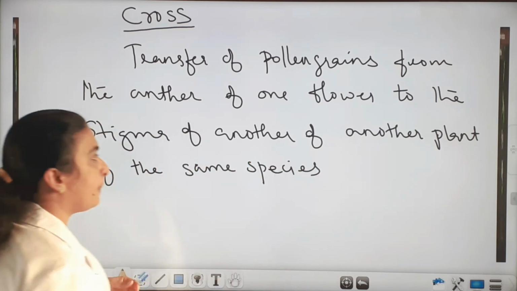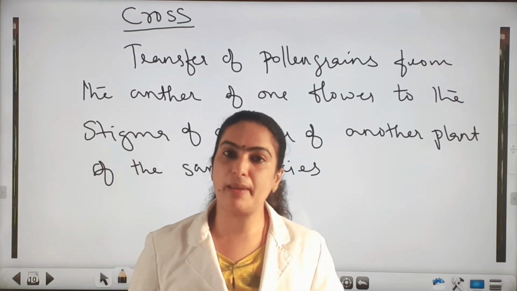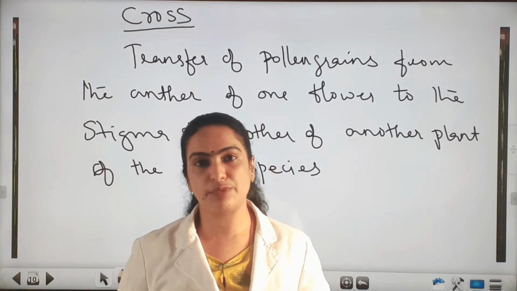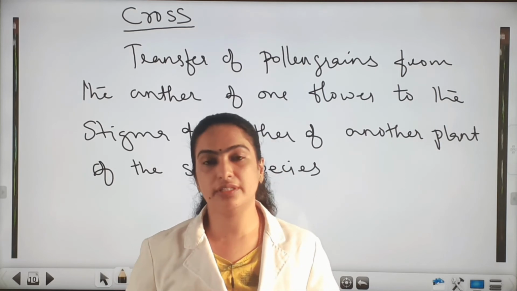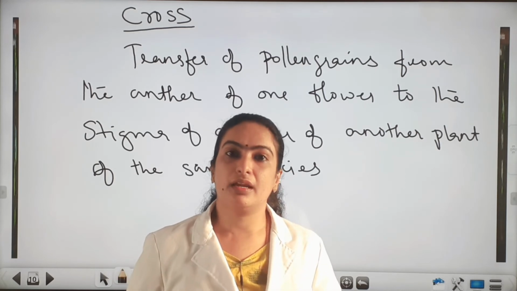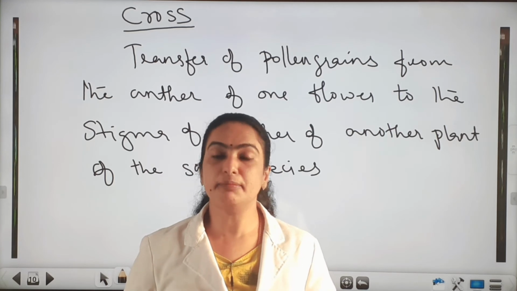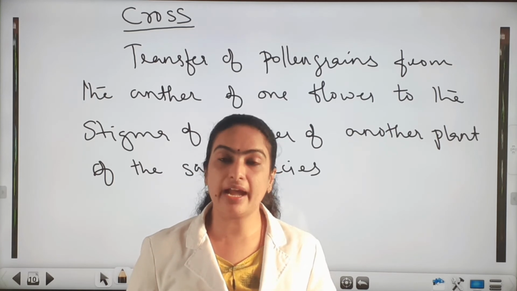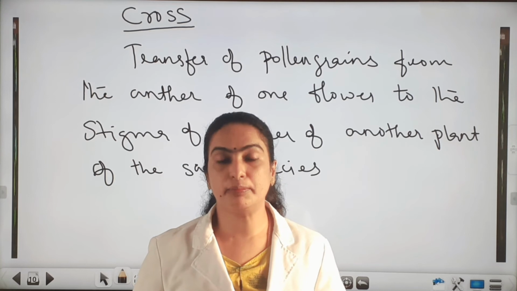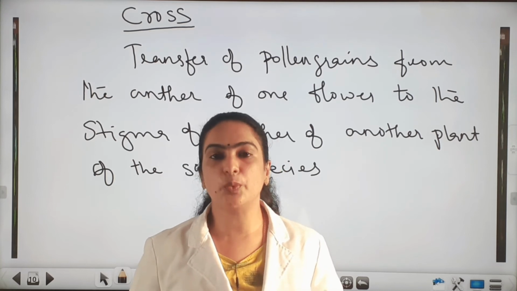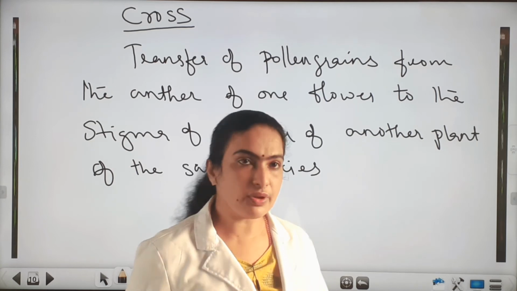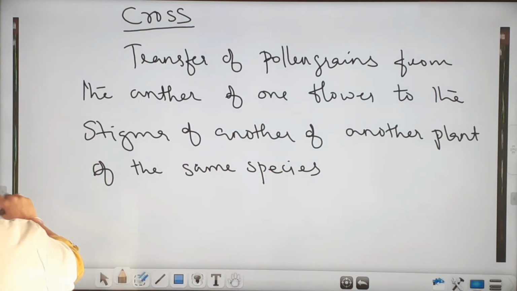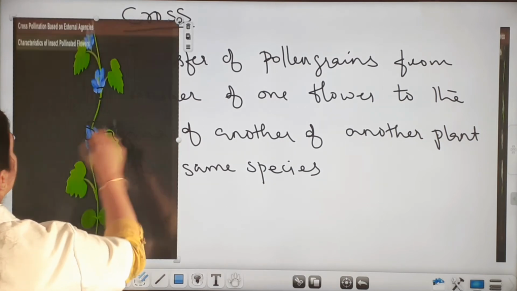So the pollen grains need to be transferred to the stigma of another plant of the same species. For that they need pollinating agents. So with the help of some pollinating agents only they can do this. So I will tell you about the pollinating agents. Before that I will show you the picture.